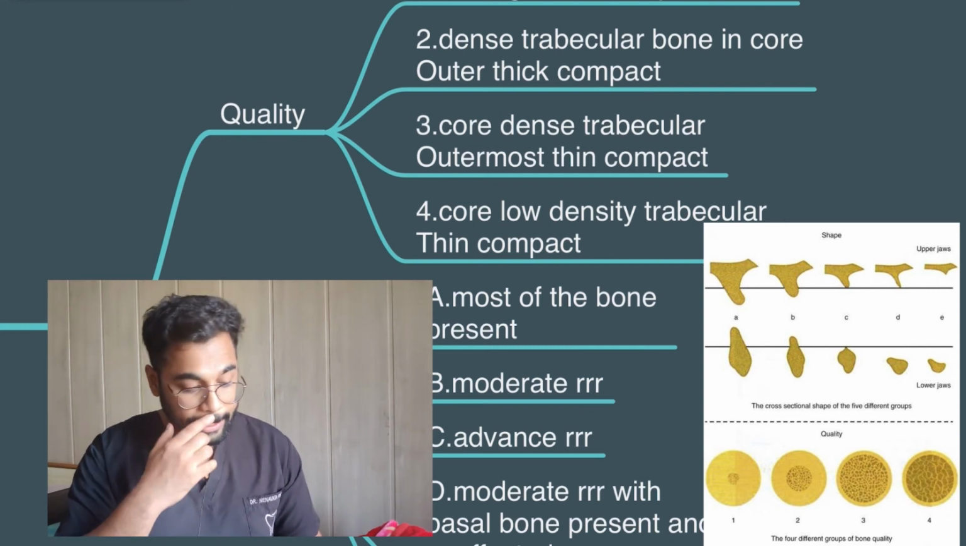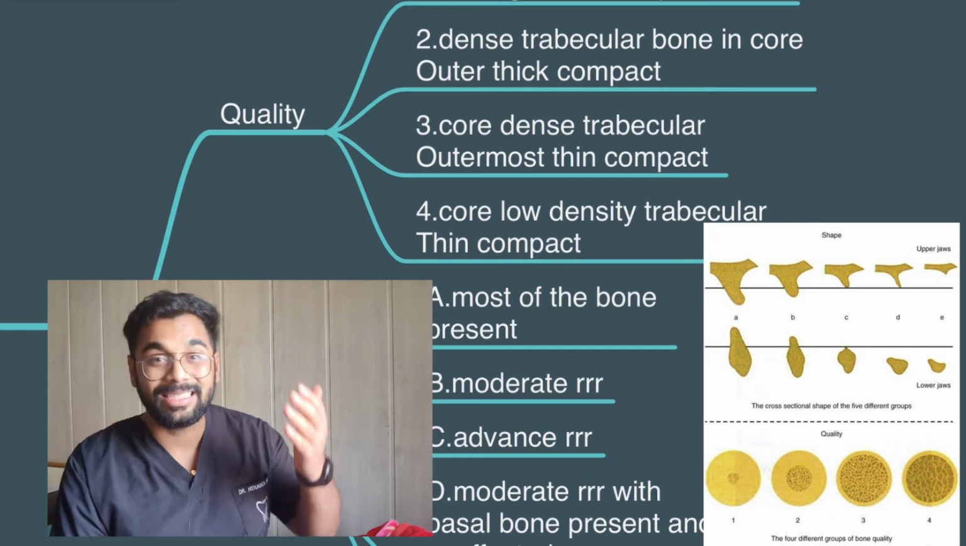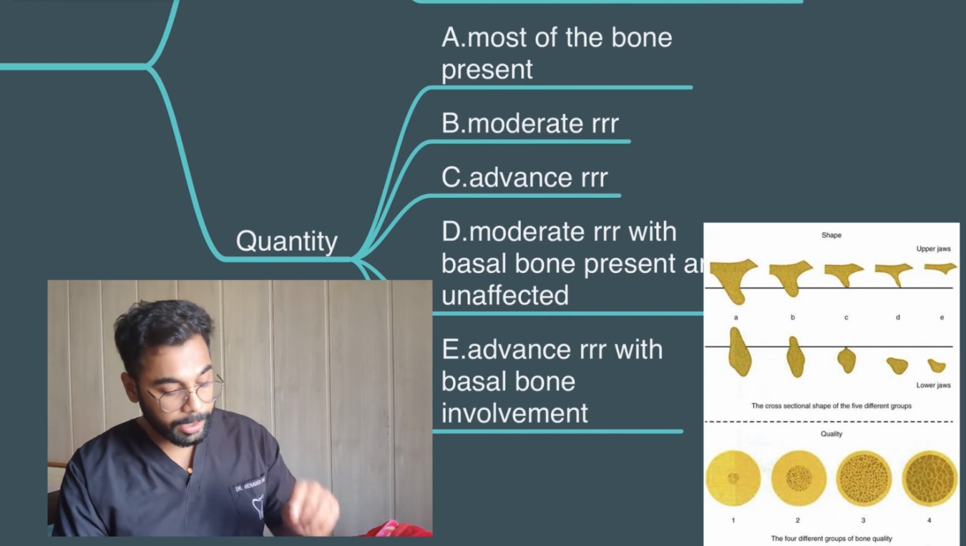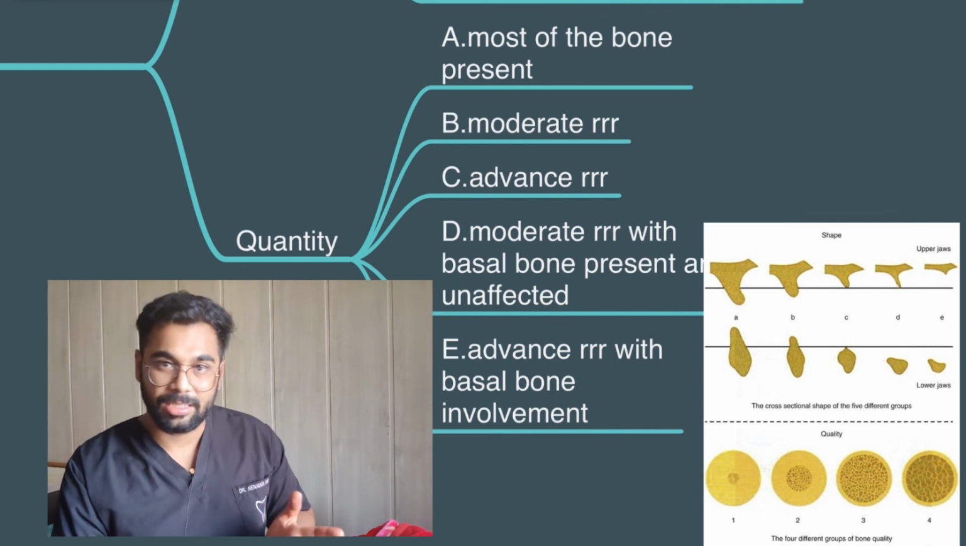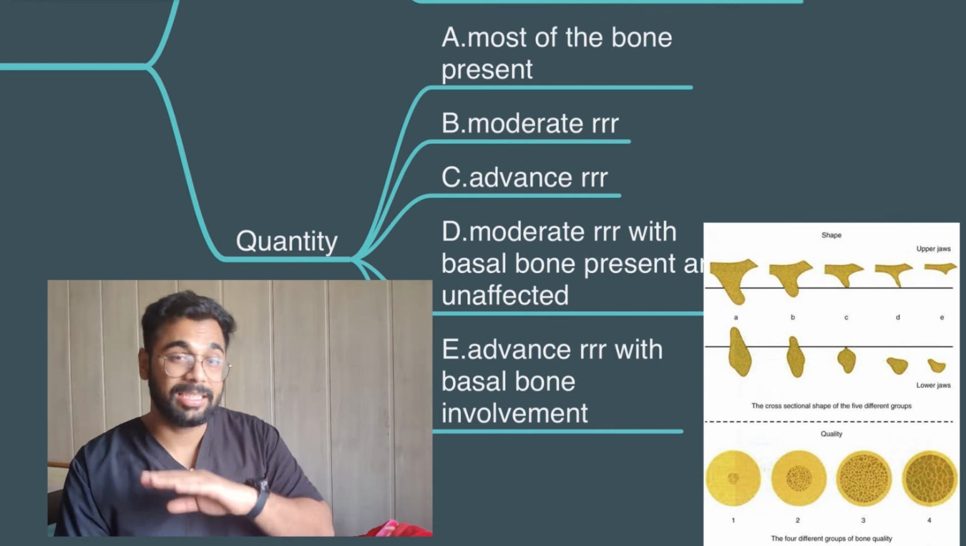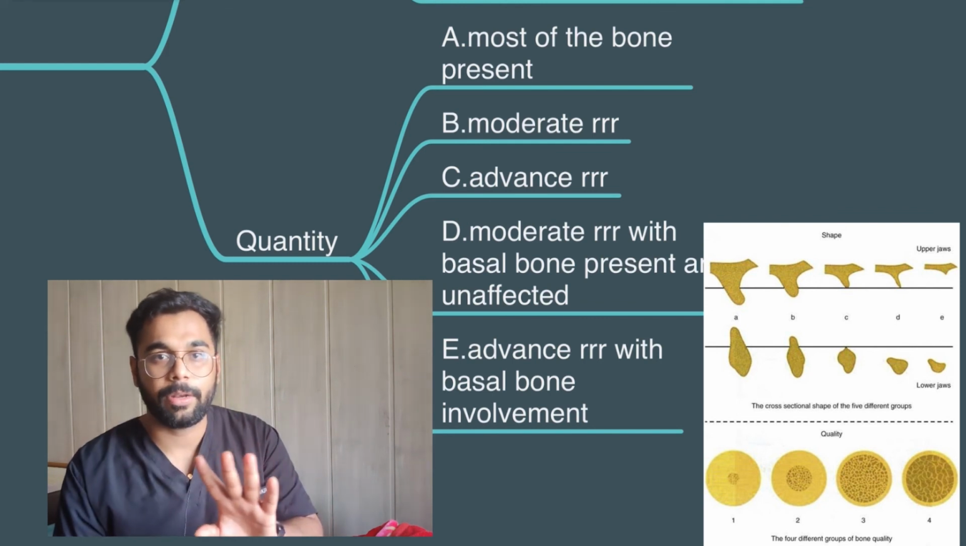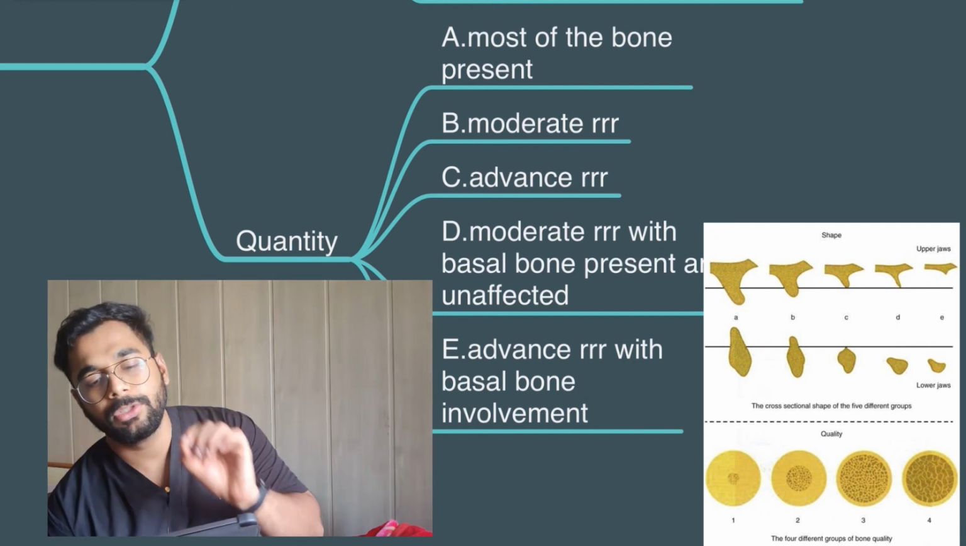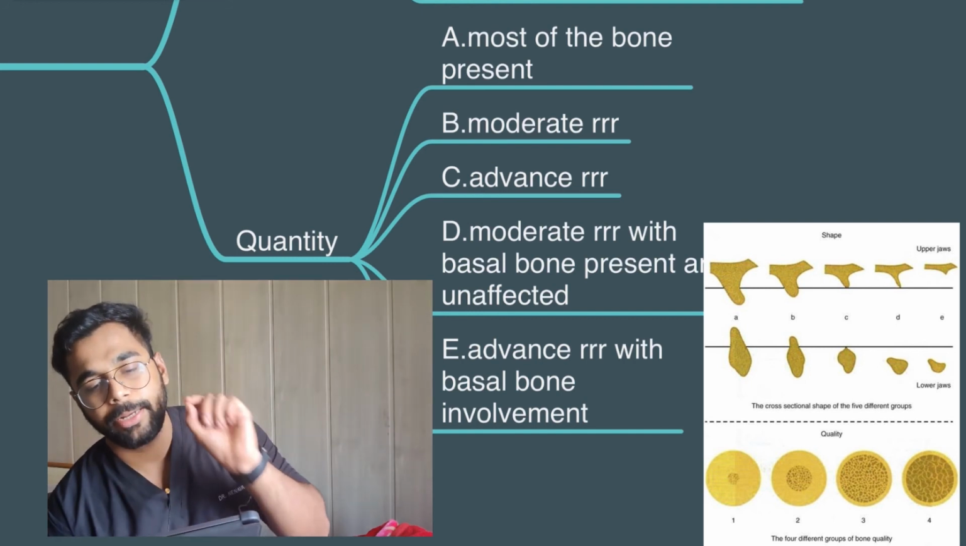Okay, so please. And the second part of his classification, that is quantity. This part is very self-explanatory. I don't have to explain, I'll just read it out. You can understand. Class 1, most of the bone is present.